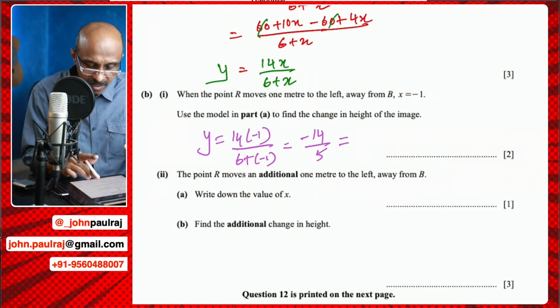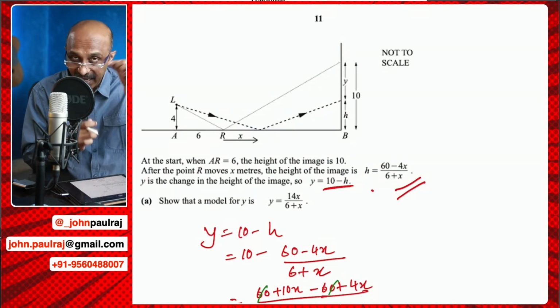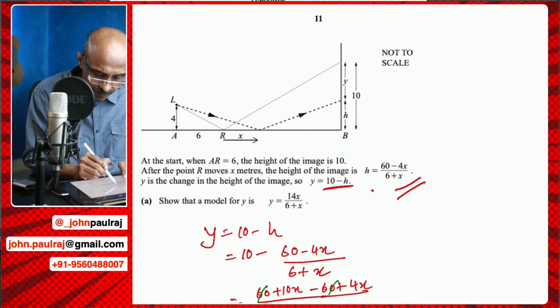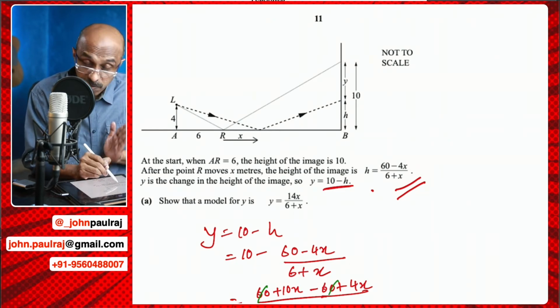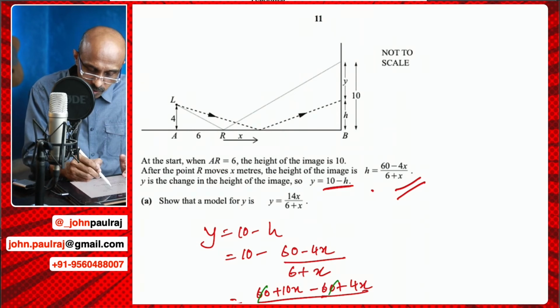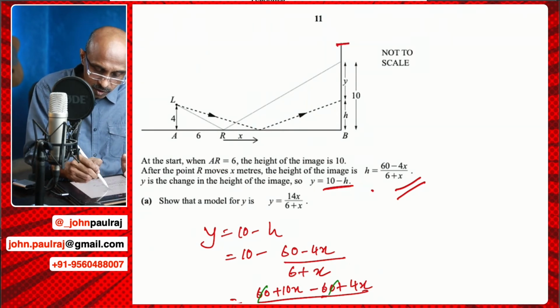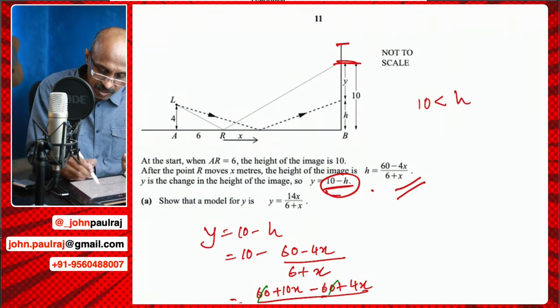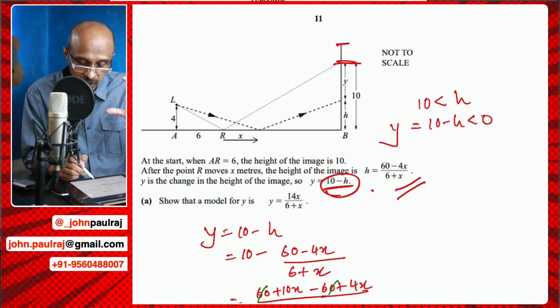The reason we're getting the answer Y as a negative value for a length, the height is also a length, right? It's because when you're going to the left, the bouncing point is to the left, and the height is going to be above. It's like saying 10 minus H, where 10 was the initial position. When H is going to be greater than 10, then you're going to get 10 minus H as negative. And 10 minus H is what your Y is, the change in height.